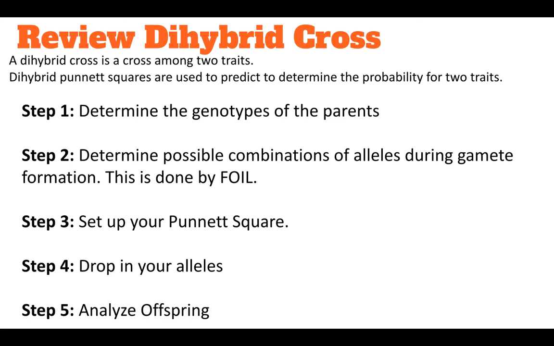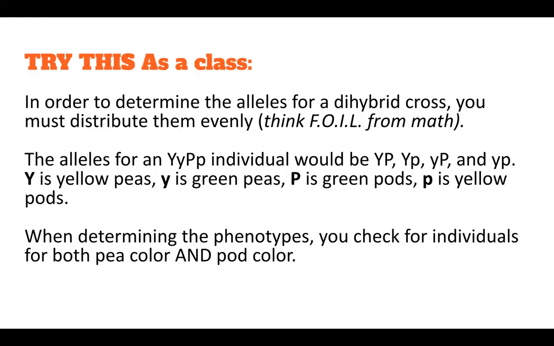So the very first step that you're going to do is determine those genotypes of those parents. The second step is you are going to determine the possible combinations of alleles during gamete formation, and this is done by foiling. Remember, if I have big A, little a, I have the possibility of having big A's or little a's in my eggs. If my husband has the genotype big A, the only thing that can be in his gametes are big A, okay? The third step is setting up your Punnett square, and then you're going to drop in those alleles, put them together and then analyze that offspring, all right?